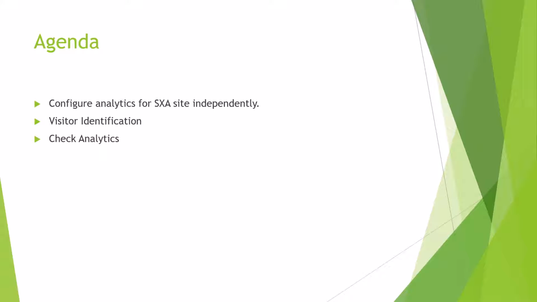Today we'll discuss how to configure analytics for an SXA site independently. This is the agenda. Then I will show you the setting that we need to do for a particular SXA site, and then we'll see how it impacts the front end, how the visitor identification works. It renders a JS on a particular site, and then finally we'll see by checking the analytics in Sitecore what kind of pages are being tracked. So this is all about today's agenda.